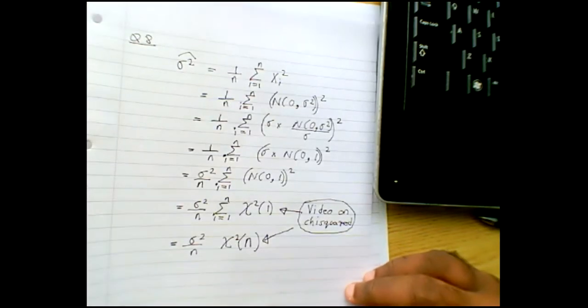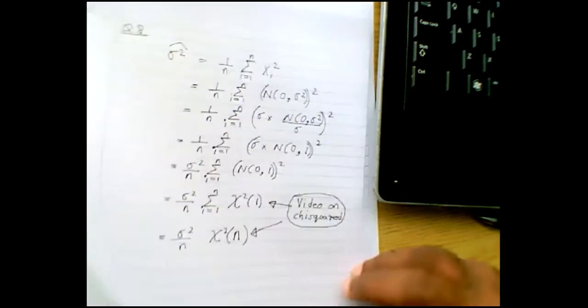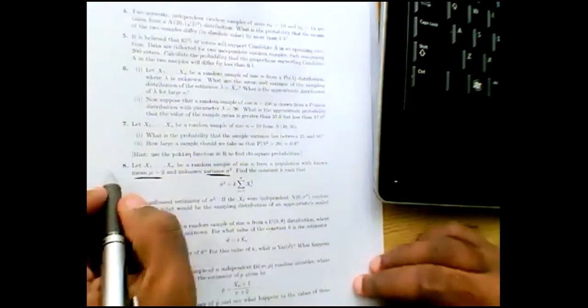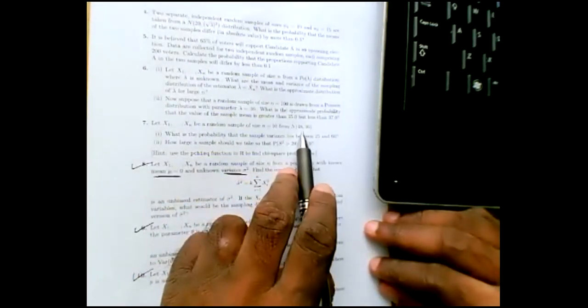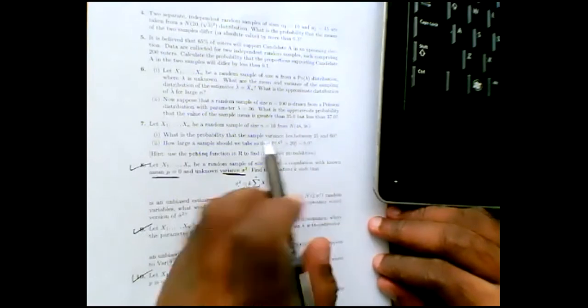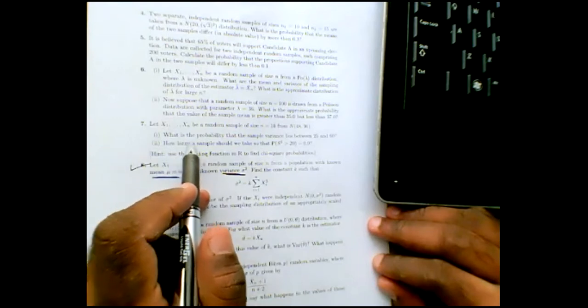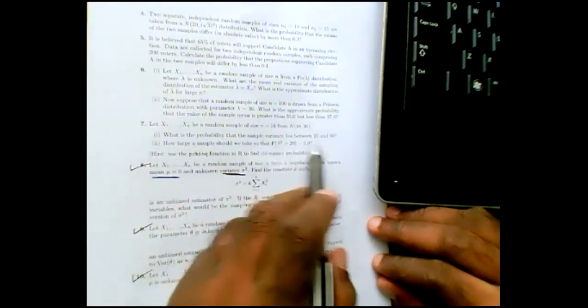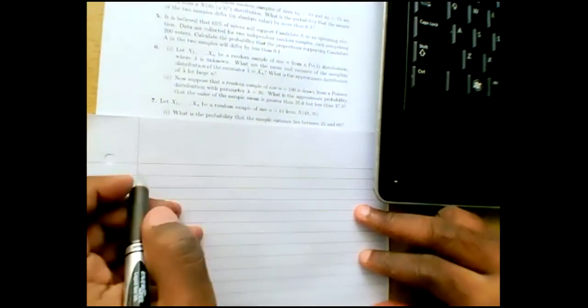So let me go to the next question, which is question 7. So I'm done with question 8. Question 7 is this. You have a sample of size 10 from a normal distribution with parameters 48 and 36. The first part is to find the probability that the sample variance is between 25 and 60. Right, okay, let me show you how to do this. Right, so this is question 7.